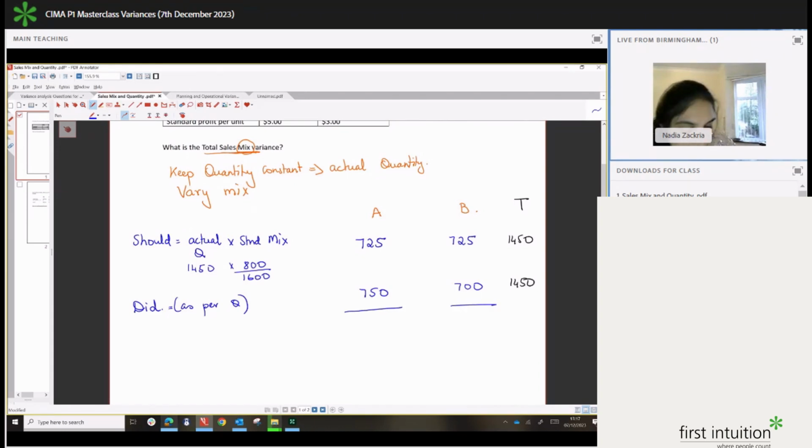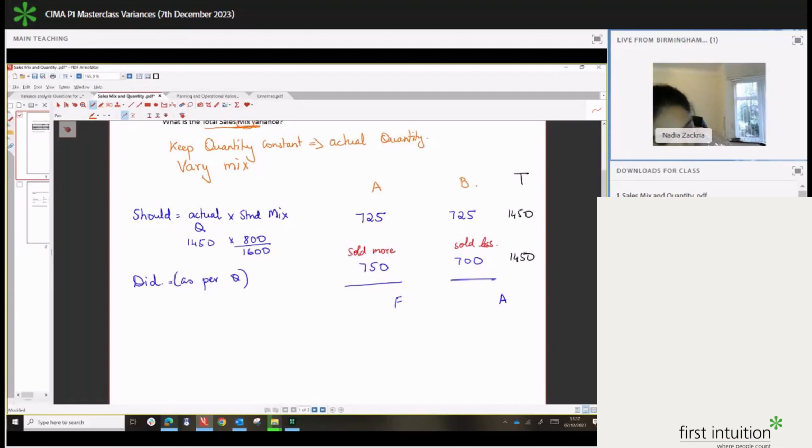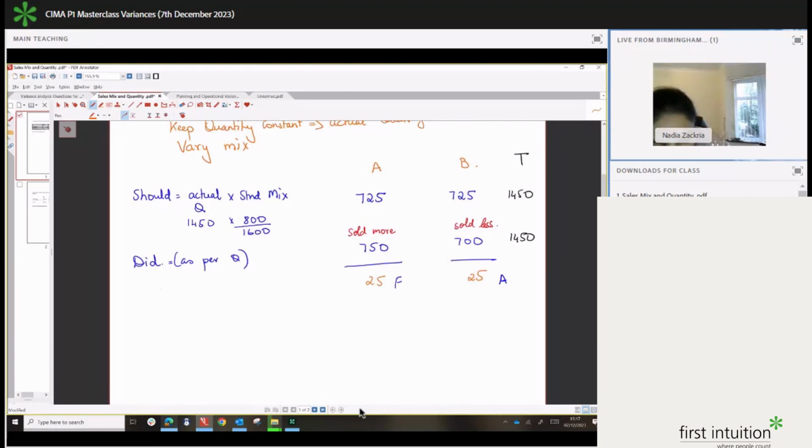So what do we have? We have sold less, therefore it's adverse. Sorry, we've sold more, it's favorable. We've sold less, it's adverse. Right? So here, how much? We've sold more. We've sold 25 units more. Here we've sold 25 units less. Again, this is variance in units.